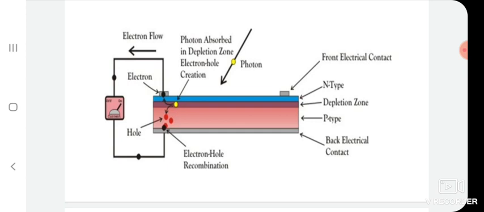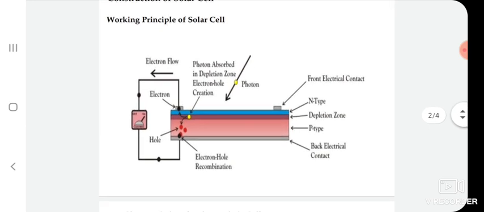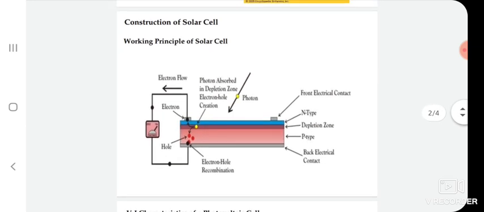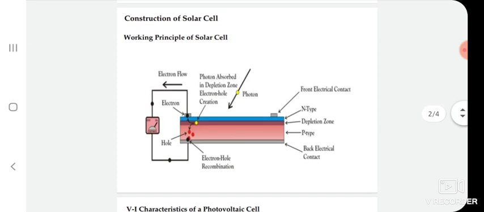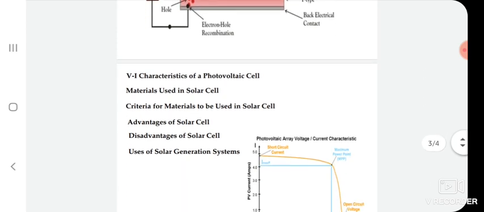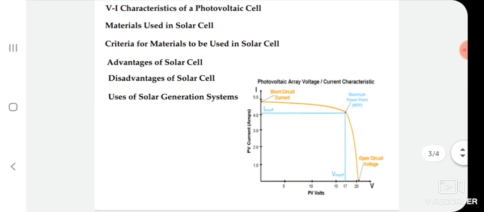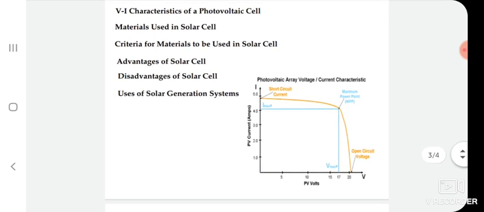If we connect a small load across that junction, there will be a tiny current flowing through it due to the flow of electrons which are created due to the absorption of solar radiation or photons. In this way this photovoltaic solar cell can work. Any doubt regarding construction and working? If we move forward, then we have the characteristics of the photovoltaic cell that we have to discuss.